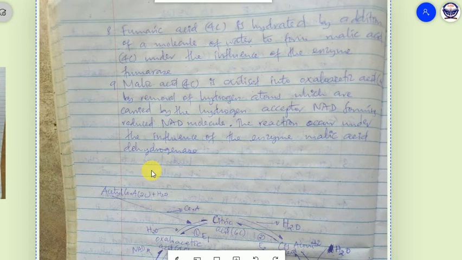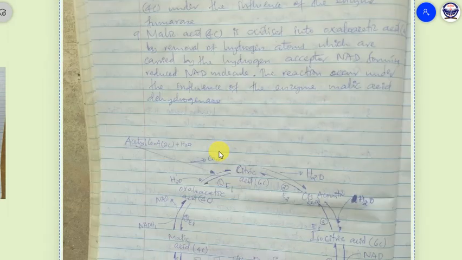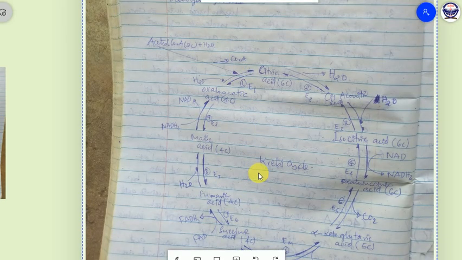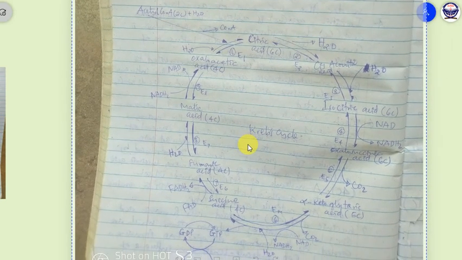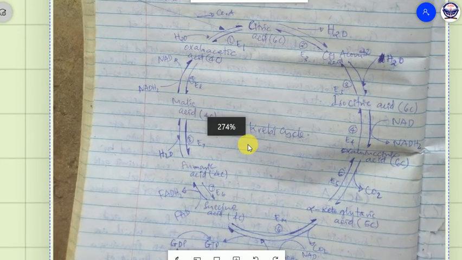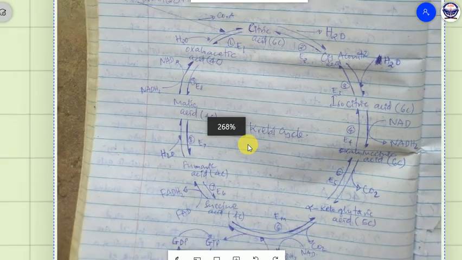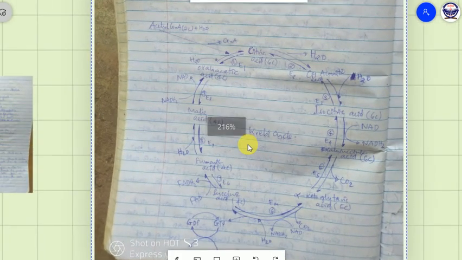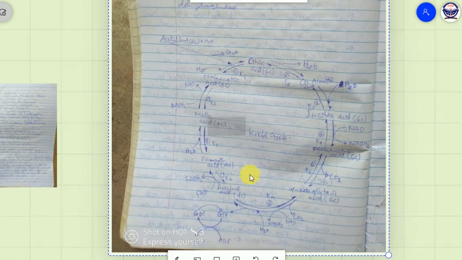Kwa hiyo the question which ask you to explain the details of the stages of Krebs cycle is not common. It's not common, lakini sometime can appear in your exam. Kwa lazima unajua hichi ninachokieleza, lazima uwe unakijua kwa kichwa, sio kwa kuangalia kwenye daftari, kwa kichwa.